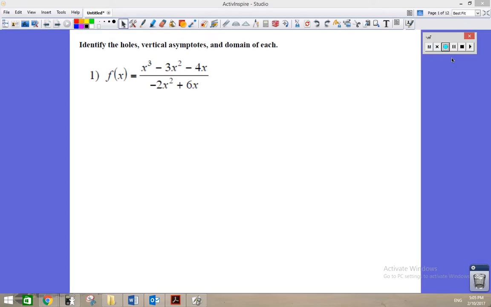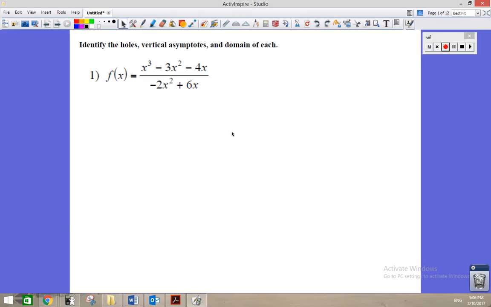All right. This is a rational function because I can see that the numerator is a polynomial of degree 3 with a leading coefficient of 1, and the denominator is a polynomial of degree 2 with a leading coefficient of -2. So the first thing I want to do with these rational functions is factor both the numerator and denominator.